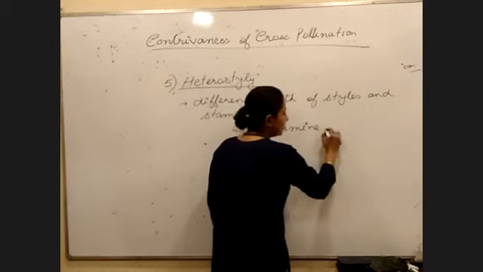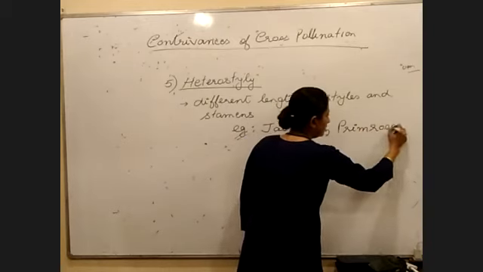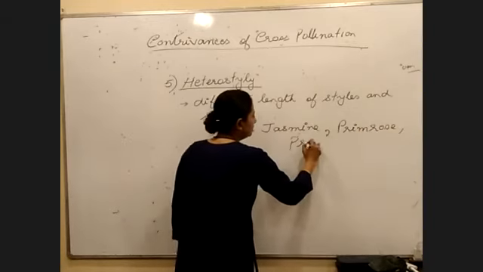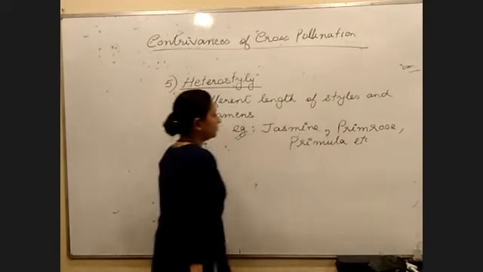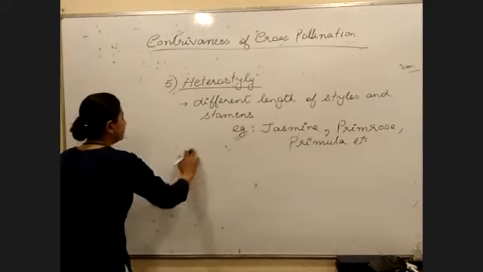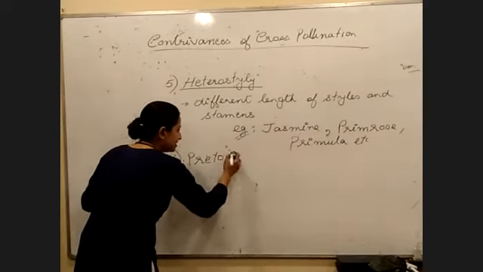Seen in flowers like jasmine, primrose, primula, etc. Right, so this is the fifth condition. Sixth is prepotency.